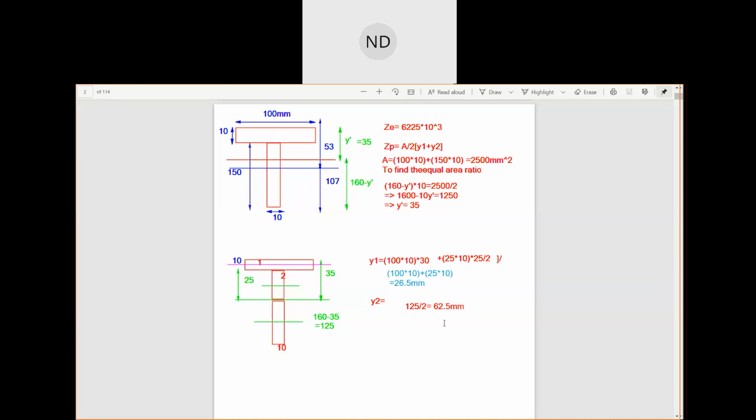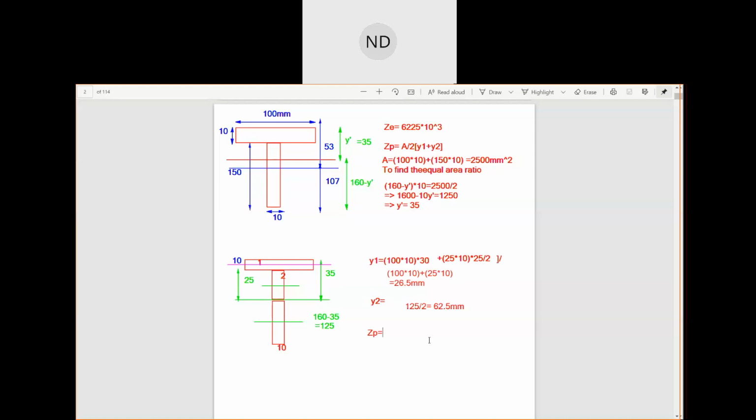Y2 is 62.5 mm. So now we can easily find out our ZP. What is ZP? Calculate ZP. ZP is A by 2, where we have already calculated the area, and Y1 plus Y2 we have calculated.